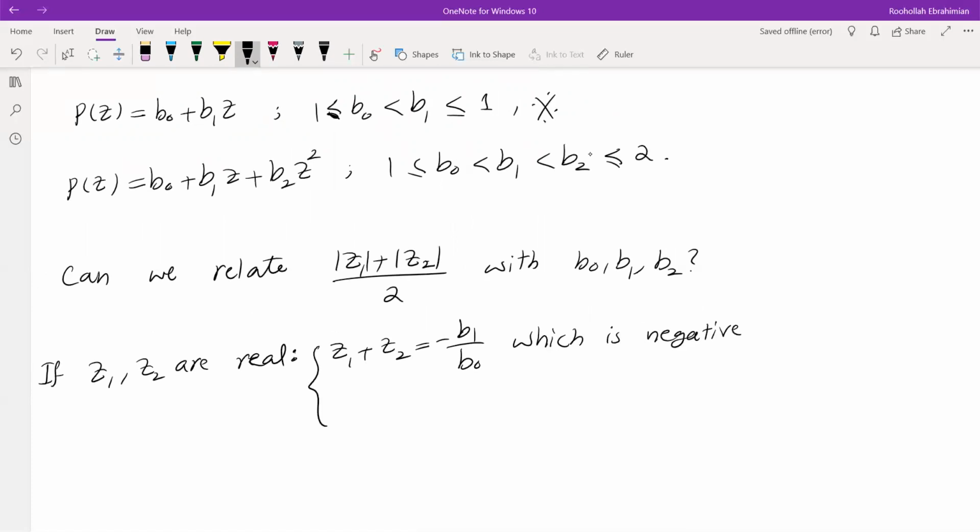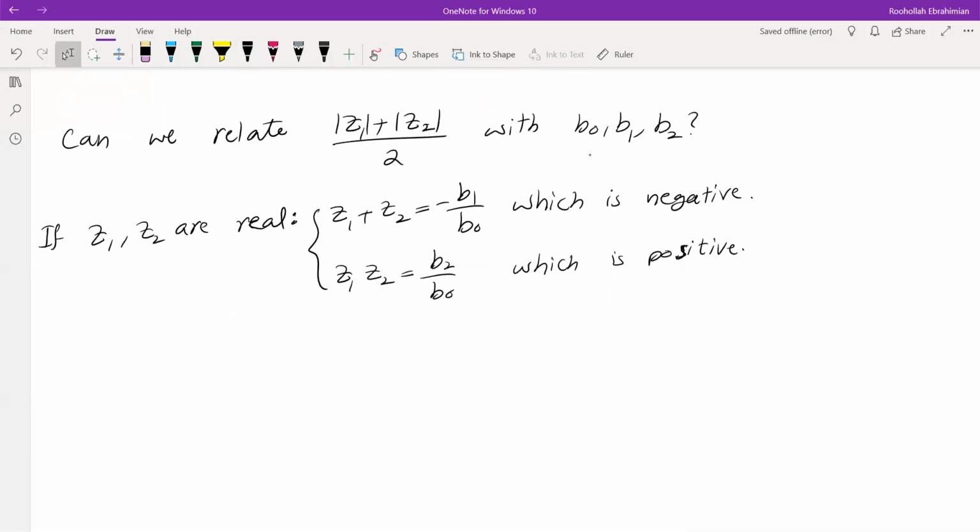And their product is B2 over B0, which is positive. Okay, so that's nice because I have two numbers, their product is positive, and their sum is negative. So that means Z1 and Z2 are both negative.